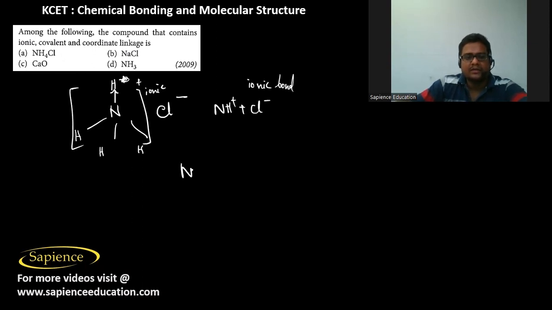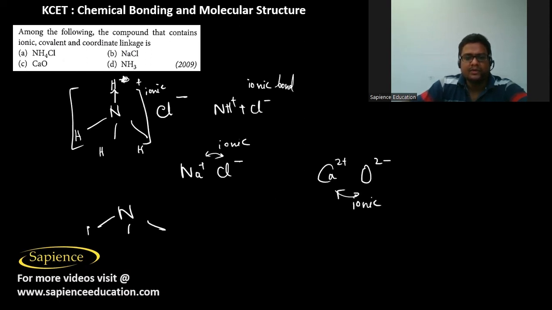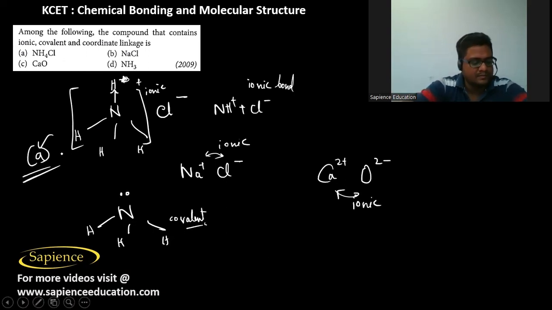And then in NaCl we have Na plus and Cl minus ion, so here only there is ionic bond. And in calcium oxide also we have Ca2 plus ion and O2 minus ion, means oxide ion. So here also we have ionic bond only. And in NH3 we only have covalent bond and one lone pair on the nitrogen atom. So in NH4Cl only we have ionic bond, covalent bond, and coordinate linkage also. So option A is the correct answer.